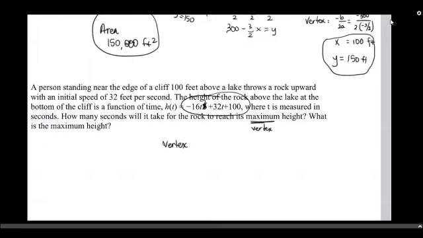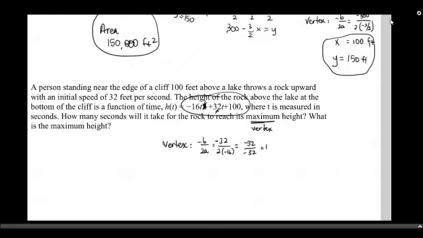So the vertex formula, as in the last problem, is the opposite of b over 2a. So our b value is there, that's 32. And the a value is negative 16, so it's 2 times negative 16. Rather, we need to do the opposite of b, so that would be negative 32. So we get negative 32 divided by negative 32, which is 1.